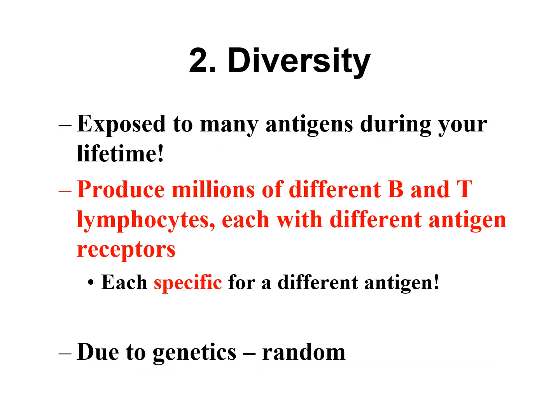The next characteristic of the specific immune response is diversity. So we want to be ready for anything because we never know what kind of pathogens we're going to be exposed to during life. So when our B and T lymphocytes are produced, there's millions and millions of different receptors that they could end up with. So each one's going to be very specific for which pathogen they recognize, and that way we're ready for just about anything.